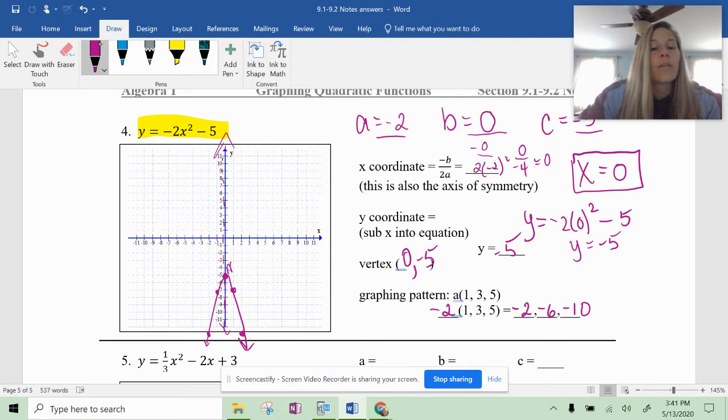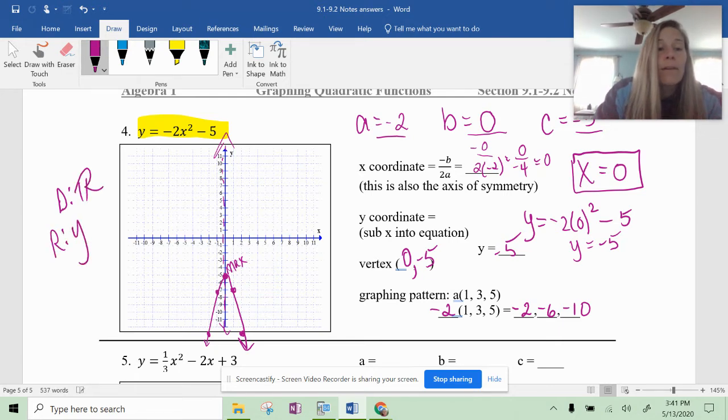So we can see that our vertex here was a maximum, and don't forget your domain is always all real numbers, and your range, all the y values here, were less than or equal to that -5.